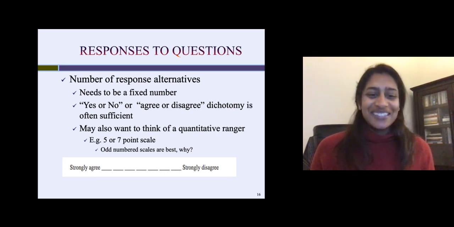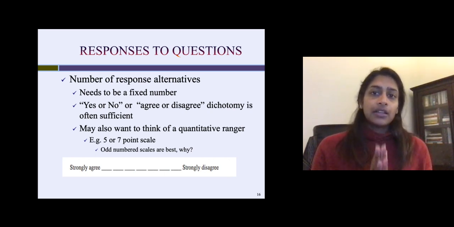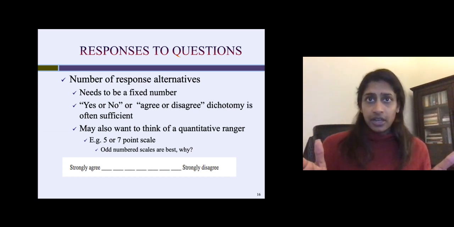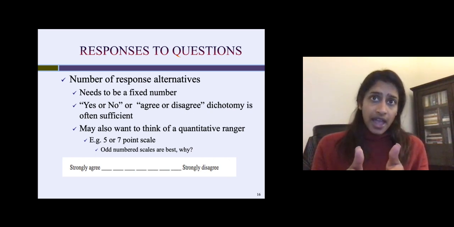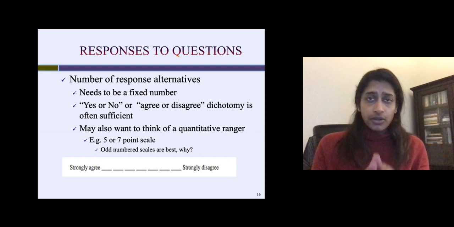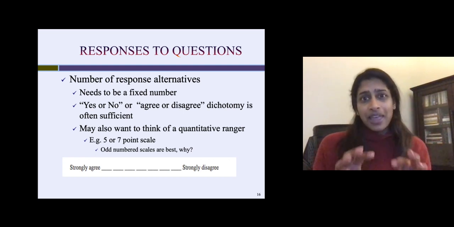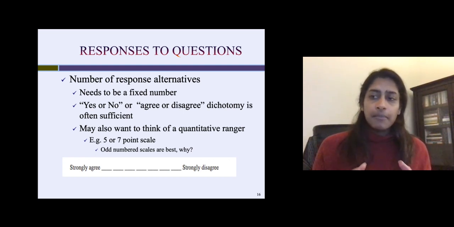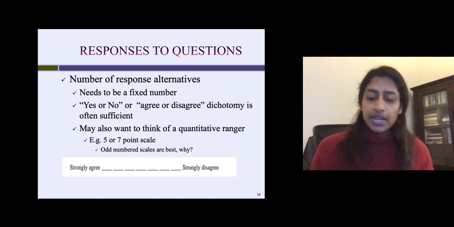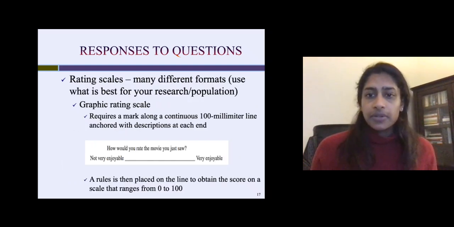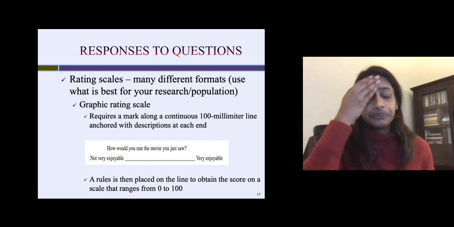The reason we say that an odd number is best is because it allows you to have a zero point. So if I have agree, disagree, that's only two. But now if I have neither agree nor disagree, that's my middle point. That's my anchor. So it allows somebody to not pick either side. It's really nice to have that odd number scale for that reason.